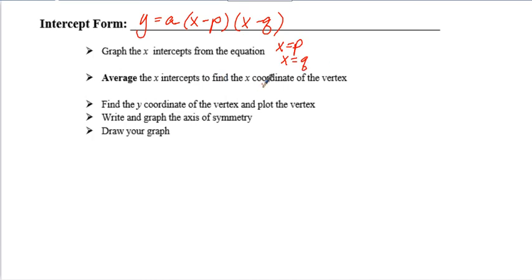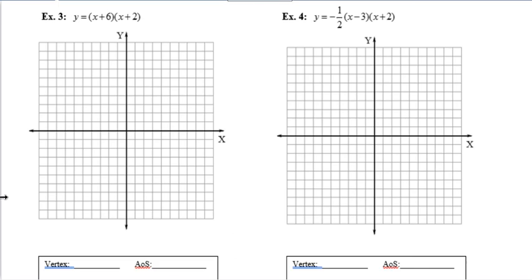We average those to find the vertex. So p plus q divided by 2, that's the x-coordinate of your vertex. And then you plug that in to find the y-coordinate of your vertex. We graph that axis of symmetry and we draw our graph. So these are kind of fun. Let's take a look at the first one here. We have y equals x plus 6 times x plus 2.